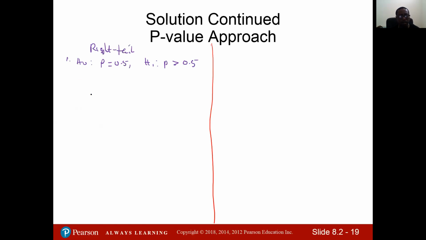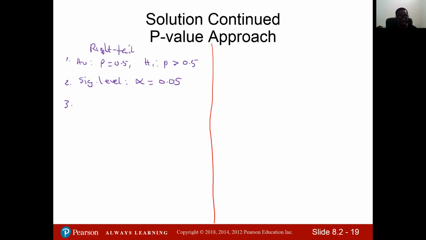It's a right tail test. And then step 2, what is my significance level? In this case, it's alpha, which is 0.05. And then step 3 is to calculate the test statistic.